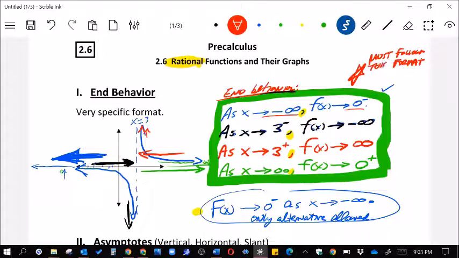I won't grin, I'll just bear it, actually. So must follow this type of format.